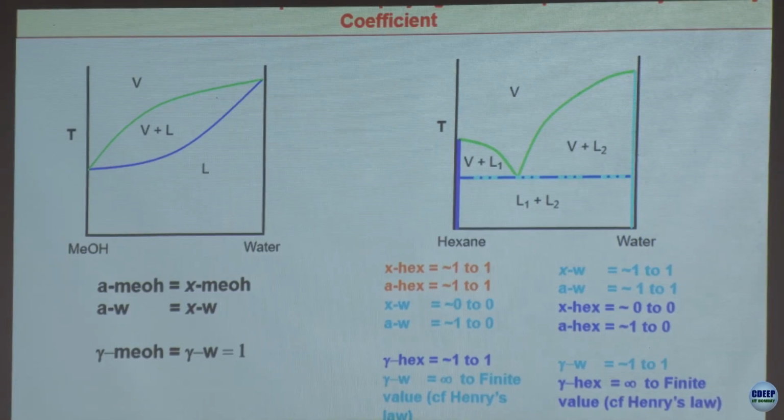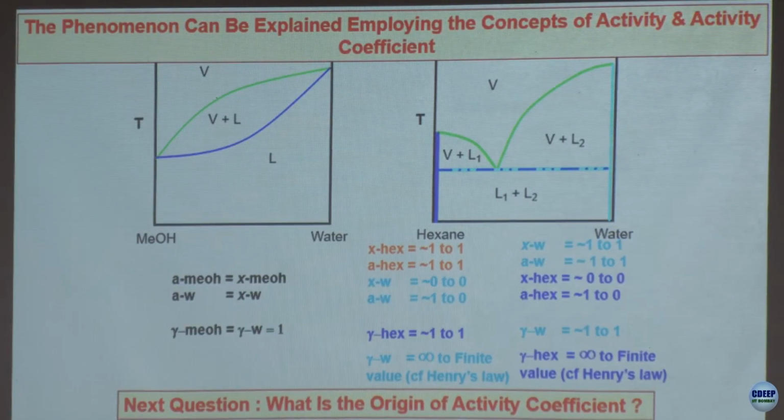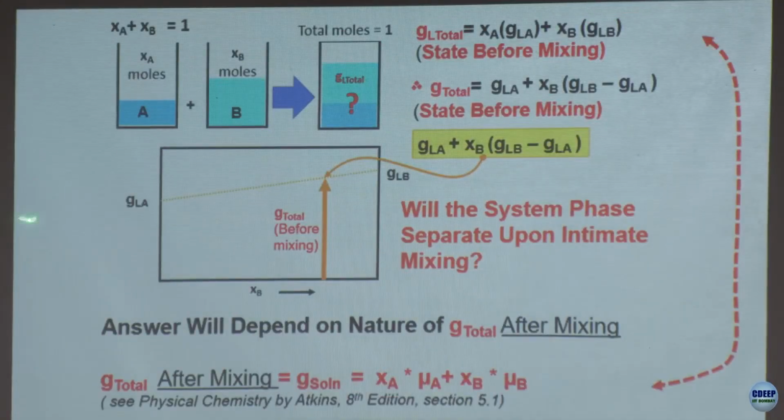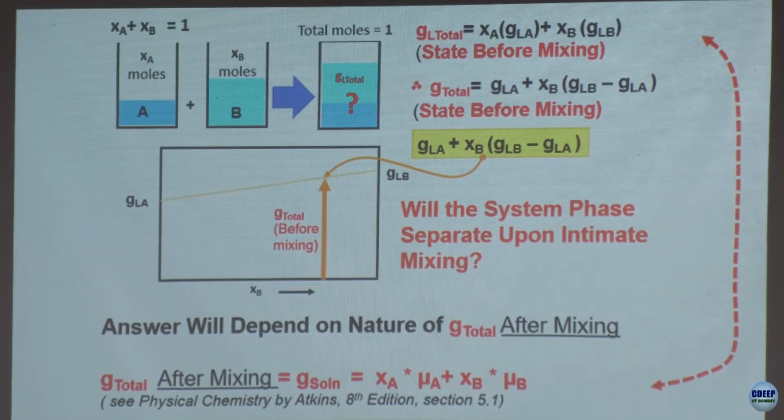They are not available from thermodynamic considerations, but then we have to go for the molecular considerations. But before that, let us understand the origin of these activity coefficients within the thermodynamic framework. Supposing you have a liquid A, XA moles, and another liquid B, XB moles, such that the total of the two is equal to 1 mole.